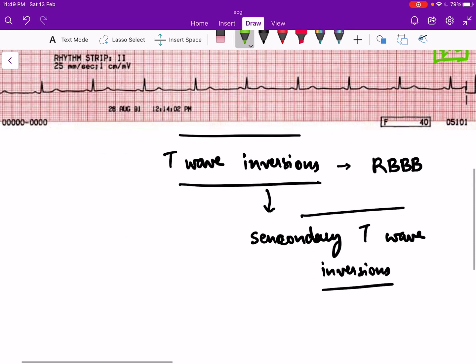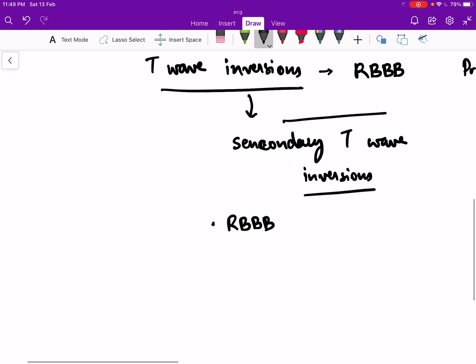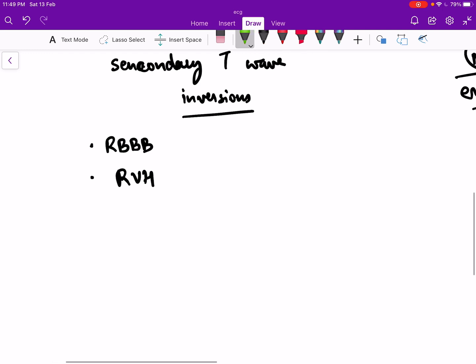These secondary T-wave inversions can also be seen in, first, RBBB and also right ventricular hypertrophy. How are these T-wave inversions? We get an R, S, R dash with T-wave inversions like this. R, S, R dash with T inversions.